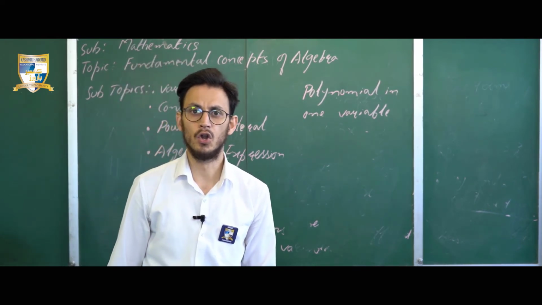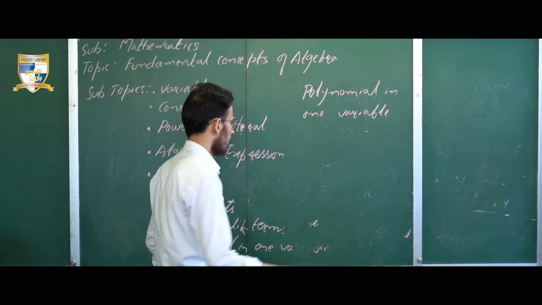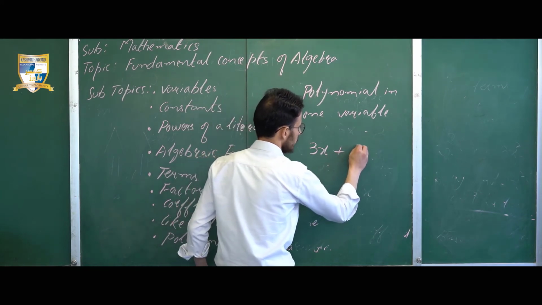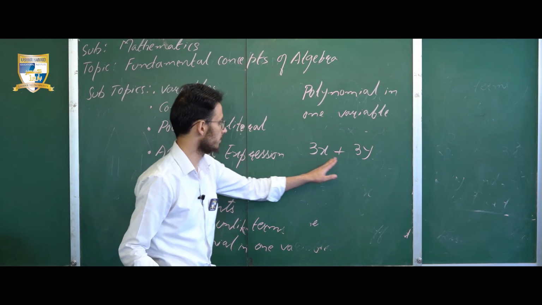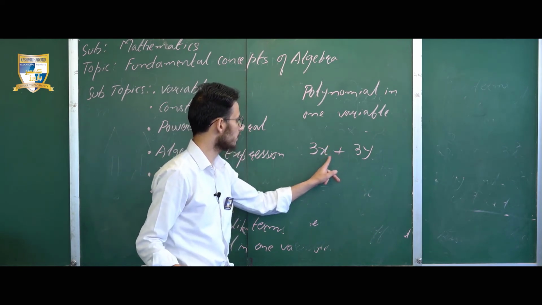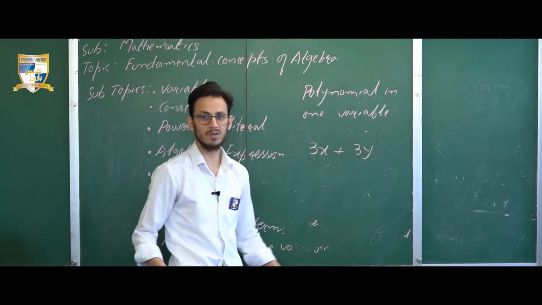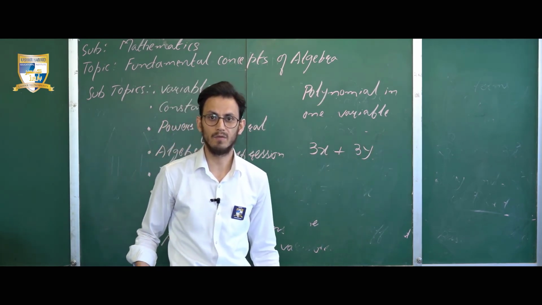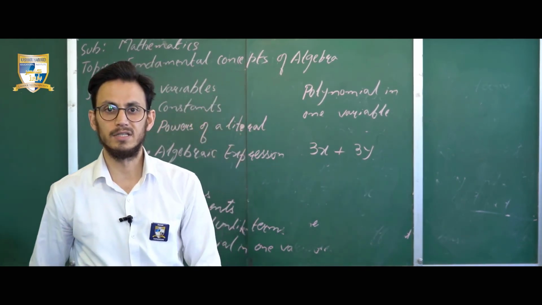means the variables have non-negative powers, whatever is in the expression. Suppose I'm given an expression 3x plus 3y. We have the variable x and variable y with positive powers. Means the powers of the variable should be positive. If you have such an expression having positive powers of the variable, we can say that the expression is a polynomial.